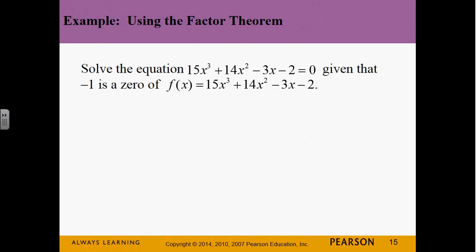All right, so if 15x cubed plus 14x squared minus 3x minus 2 equals 0, and we're given that negative 1 is a 0, can we solve the entire equation, which means get all of the zeros? Given one 0, can we find the rest of them?